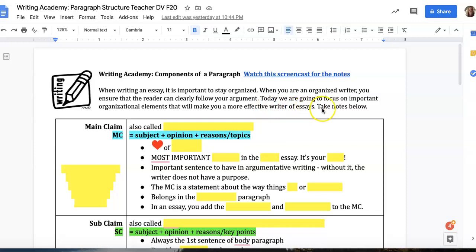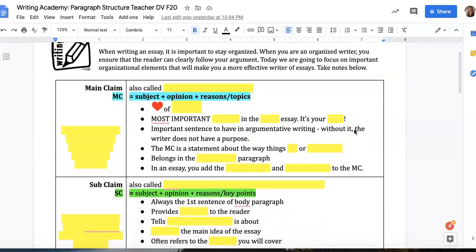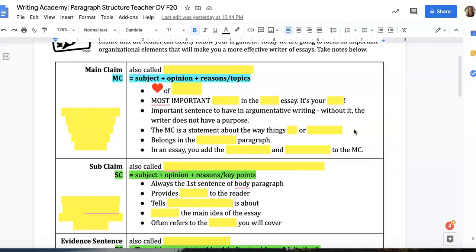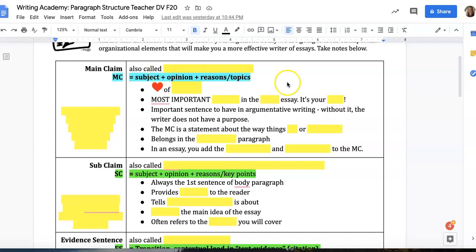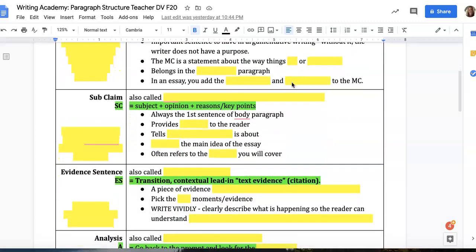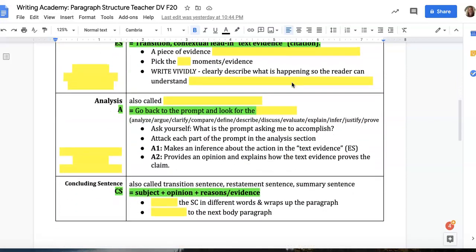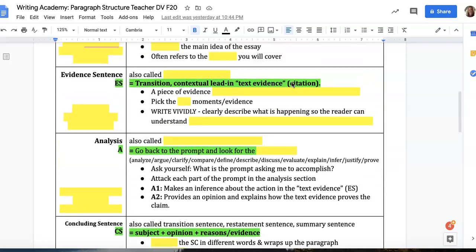While I talk about these, I would like you to take notes below, and your notes will appear where all of the yellow parts are. So I just wanted to give you an overview really quick to let you know that we're going to be talking about what a main claim is, a subclaim, and we've already gone over evidence sentences and analysis, but I would like to review those with you, and then a concluding sentence.